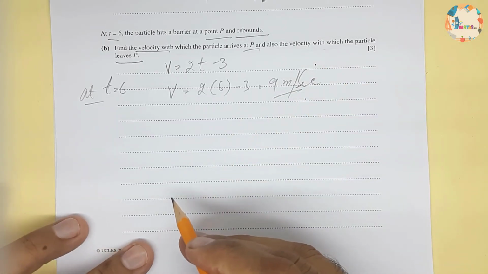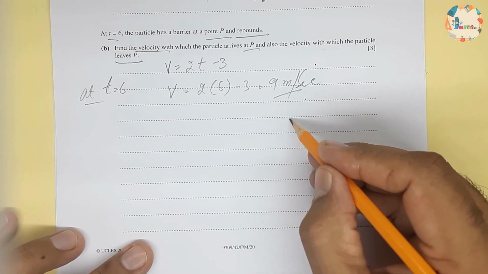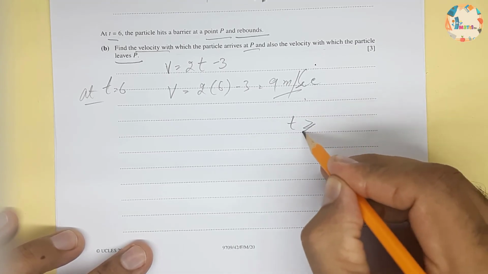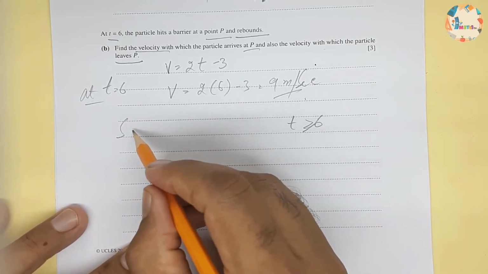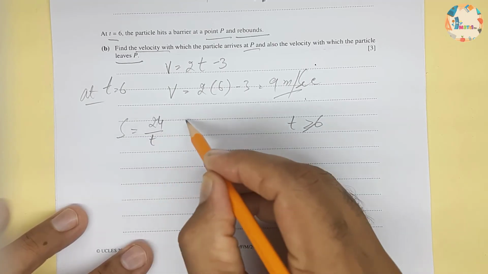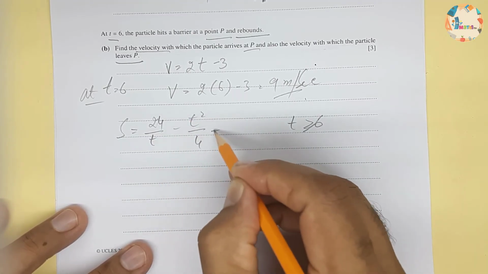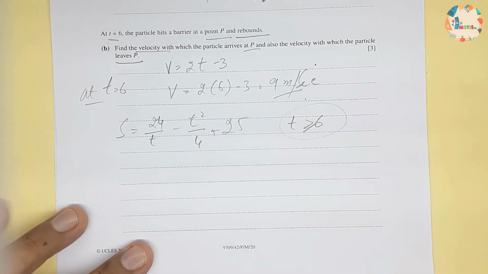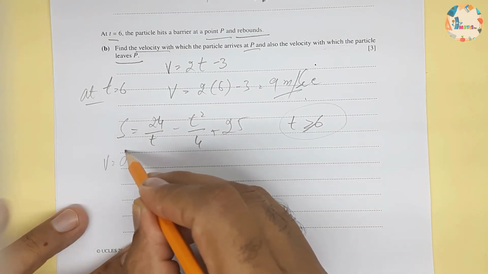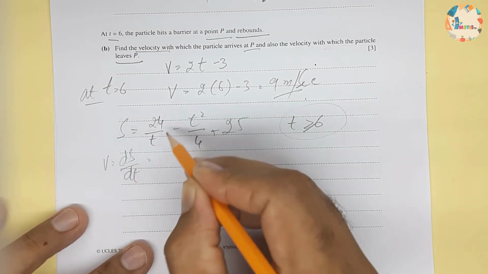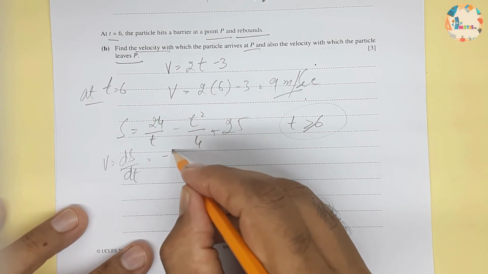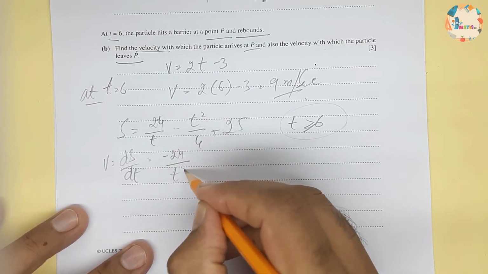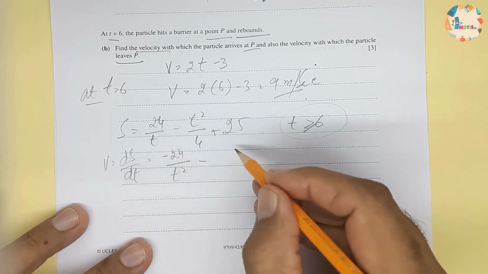Now if t is greater than or equal to 6, what will be the situation? We have to use the second equation, 24 over t minus t squared over 4 plus 25. So this is in the case of t greater than or equal to 6. Now we can find V. V will be equal to ds over dt, so we'll have to take the derivative of this. This will be taken as numerator, power minus 1, so minus 24 over t squared. Hopefully you are well versed with the derivative part.